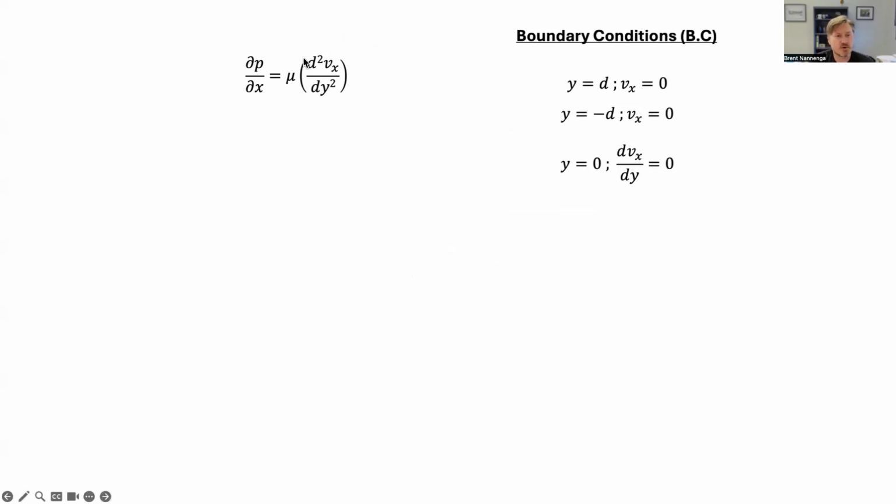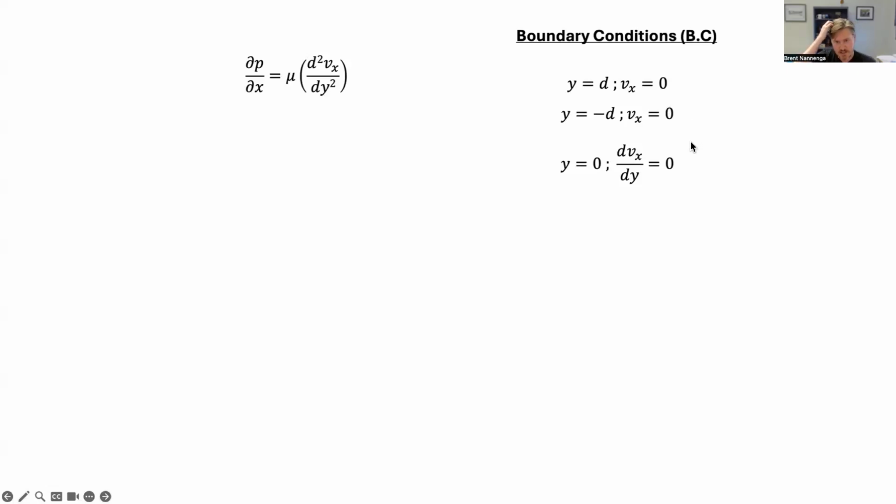We're going to have this equation, and we're going to need two boundary conditions. So I wrote 3 up here, but these top 2 are kind of the same, which is just our no slip condition. We're saying when y equals d or y equals negative d, the velocity in the x direction is going to be 0. That's the no slip condition.